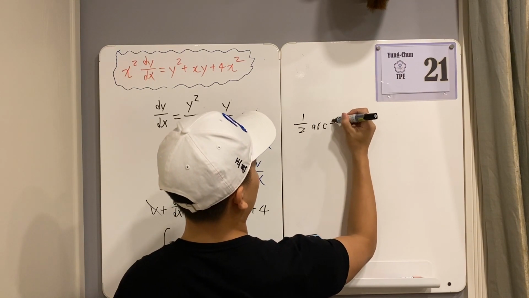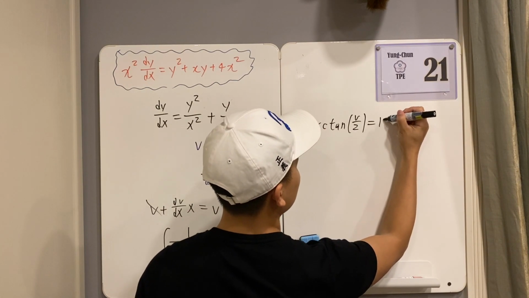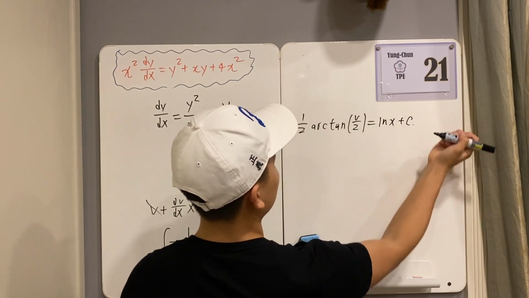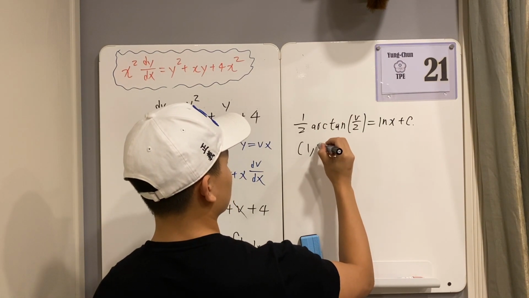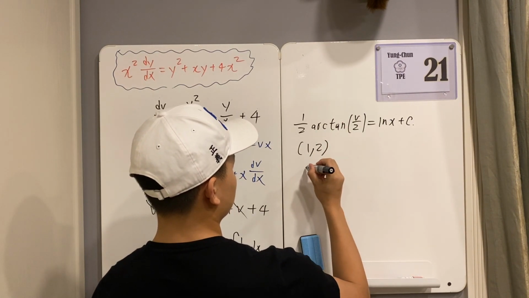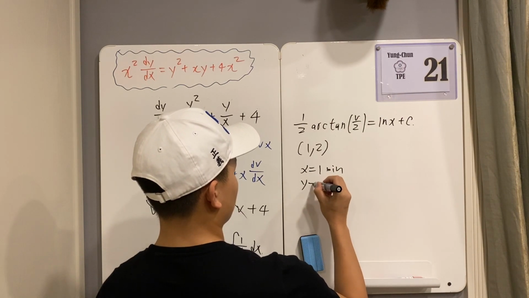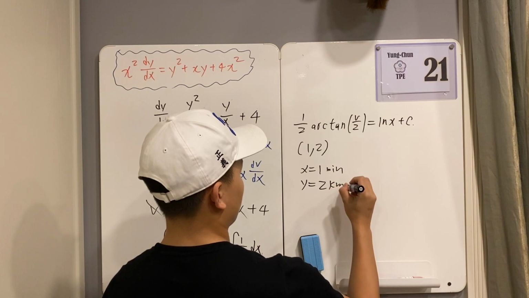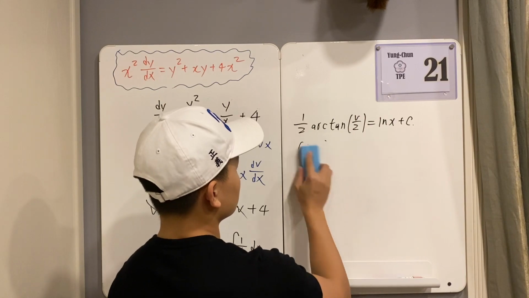So after you take the integral, you obtain that the result is 1/2 arctangent of v divided by 2 equals ln x plus c. Notice that this is the general solution of this differential equation. However, for the sake of simplicity, we're going to assume that at x equals 1 minute, the distance between Bob and the starting line is 2 kilometers.